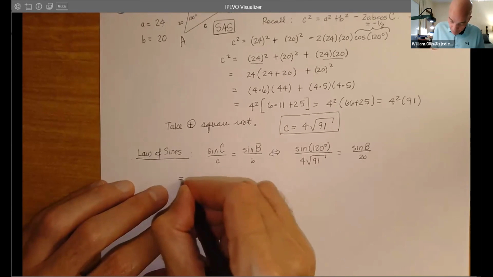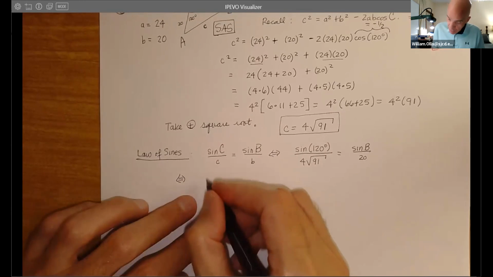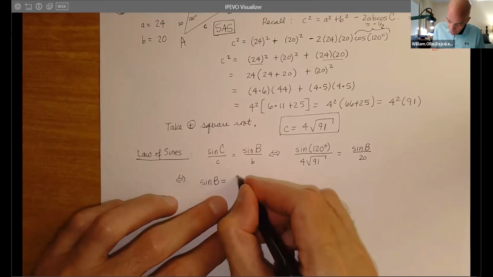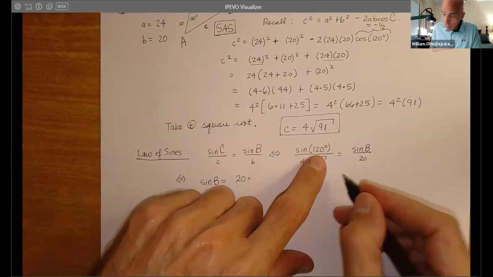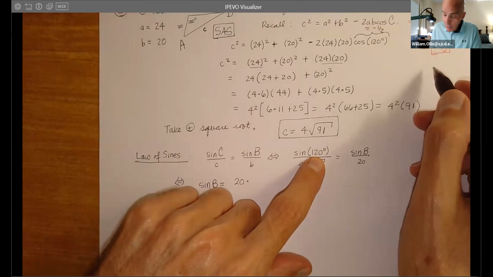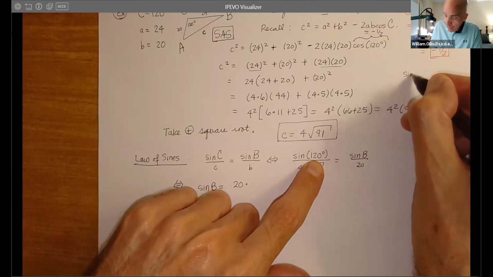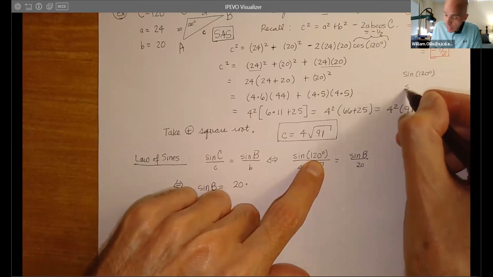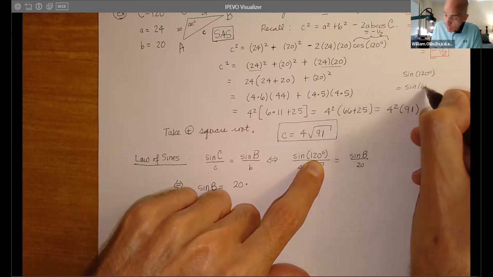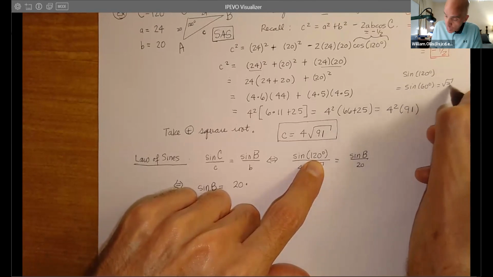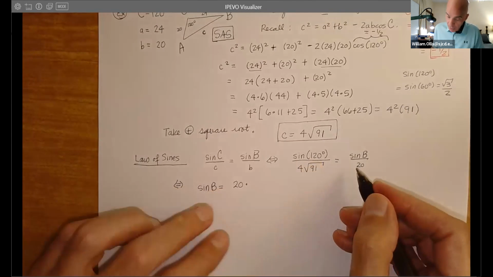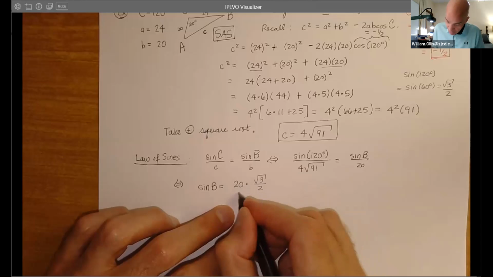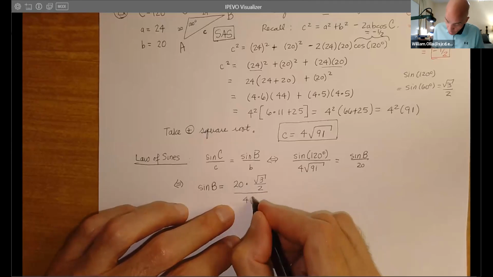So if and only if, so what does this give us? Sine B is 20. Now, of course, back up here, sine of 120, remember, the reference angle is 60 and the sine is positive in the second quadrant. This just equals sine of 60 degrees, and we know that's square root 3 over 2, just as a little side calculation. So we have square root 3 over 2 divided by 4 times the square root of 91.